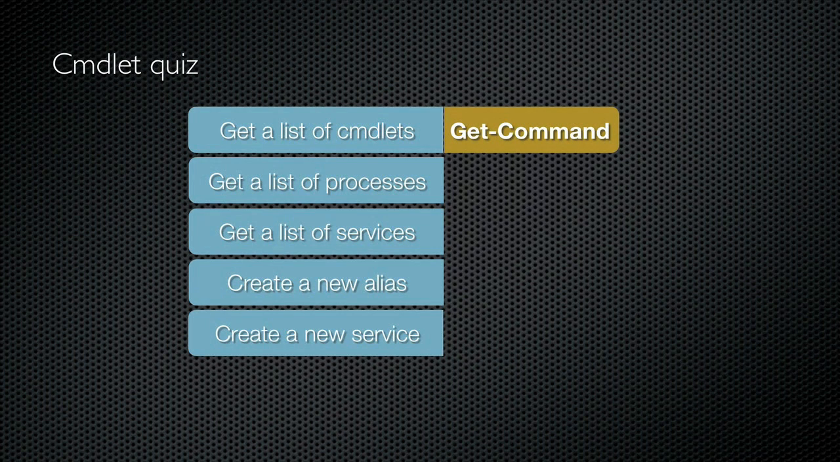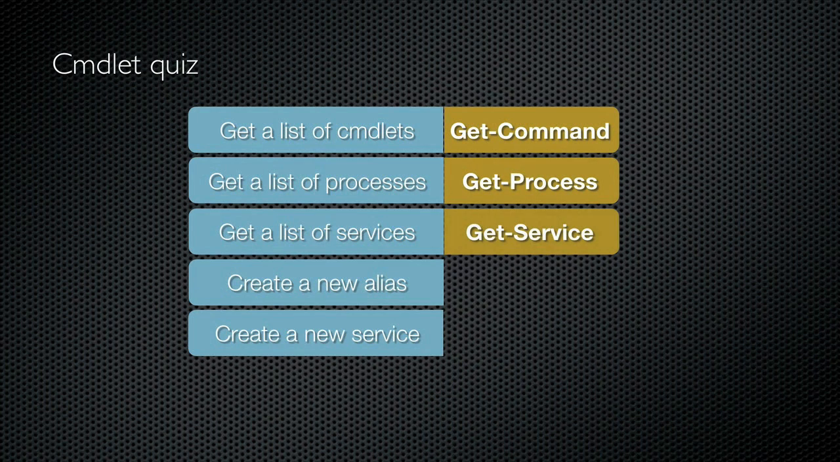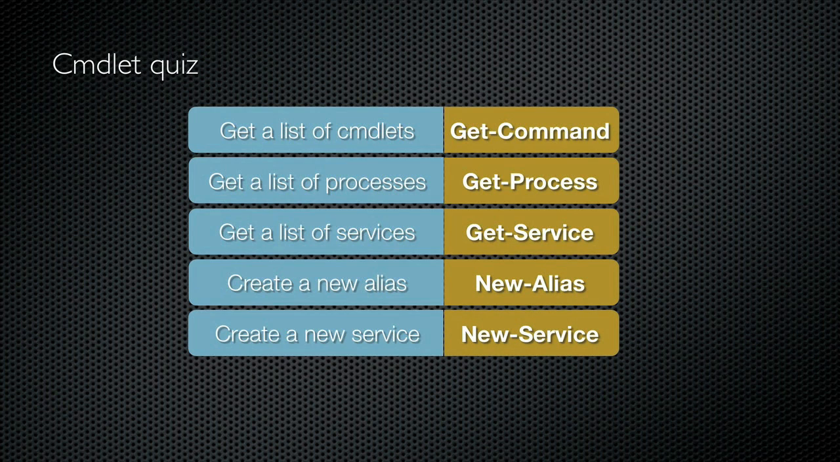Get-Command will get a list of cmdlets, while Get-Process will get a list of processes. Get-Service gets a list of installed services. Are you starting to see the pattern in how these are named? New-Alias creates a new alias, and if you know that, then you might guess that New-Service creates a new service. This consistent naming not only helps you remember cmdlets, but also helps you guess at new cmdlets you didn't even know existed.